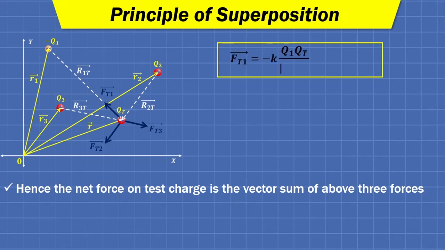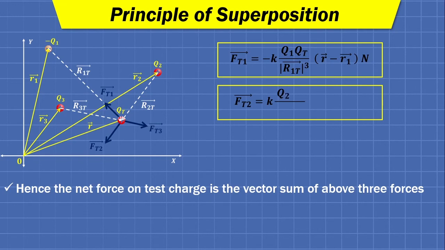So Ft1 here can be written as minus Q1 Qt divided by R1t cube, times R bar minus R1 bar. Here the negative sign comes into the picture because Q1 is an electron, or negatively charged. So the negative sign is describing that one of the charges is negative. Then the force on charge Qt by this charge Q2 can be represented by this equation.